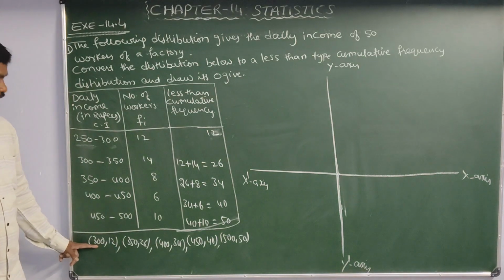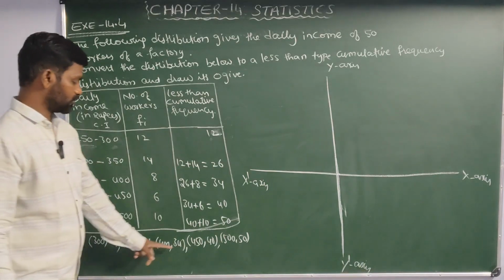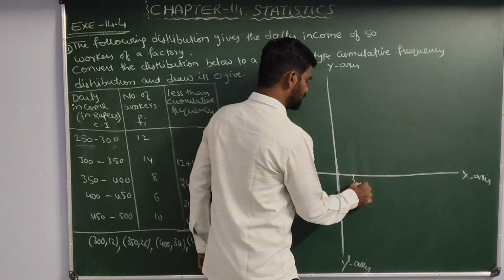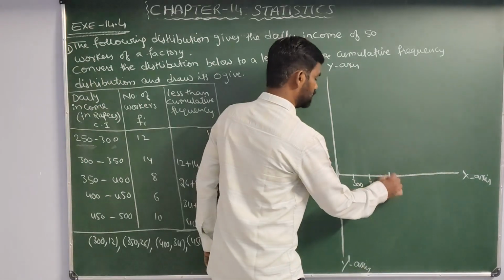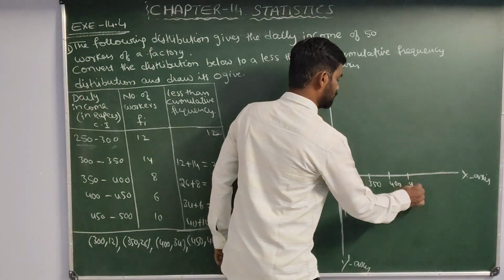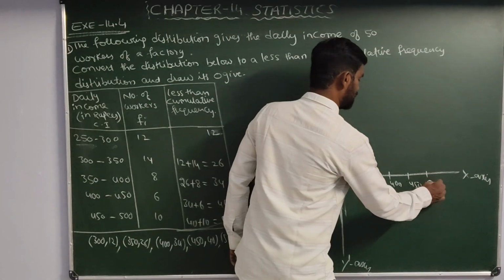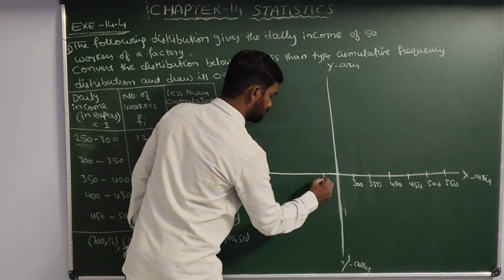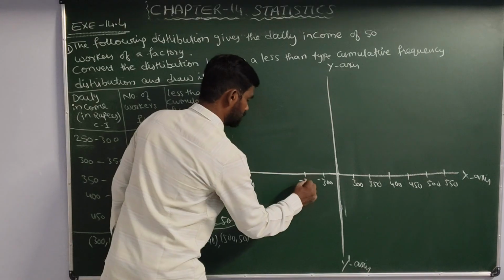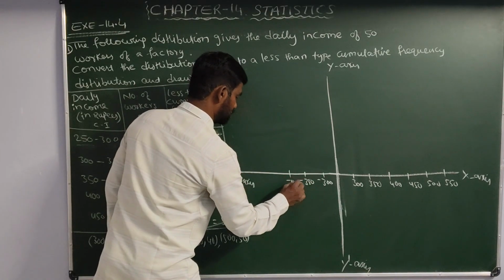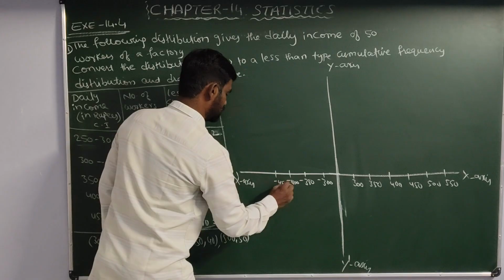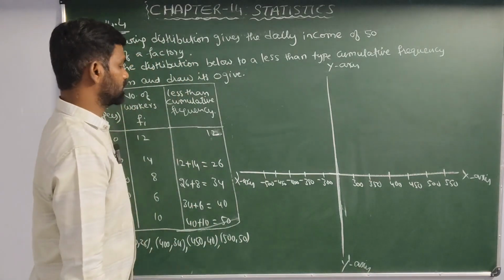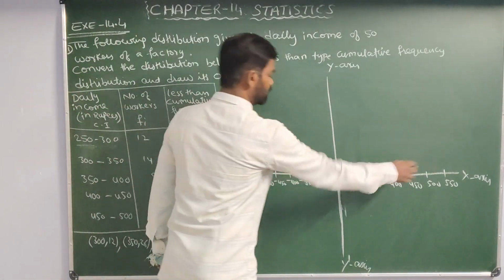This is the x coordinate. So the x coordinates are 300, 350, 400, 450, 500, 550. So on the x-axis, we have written positive and negative values.